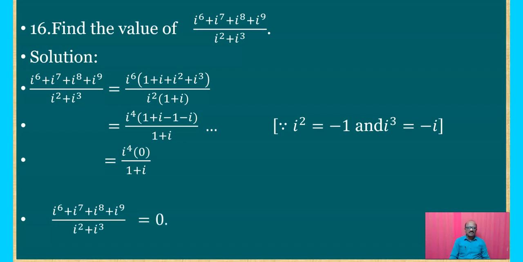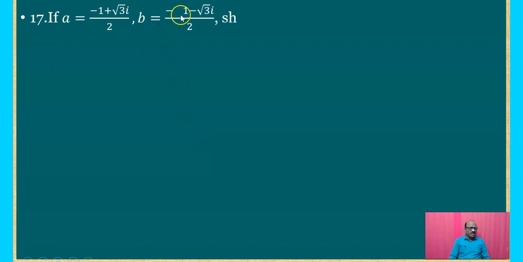Its value is 0. Next problem. If a is equal to (minus 1 plus root 3 i) upon 2 and b is equal to (minus 1 minus root 3 i) upon 2, then show that a square is equal to b and b square is equal to a.